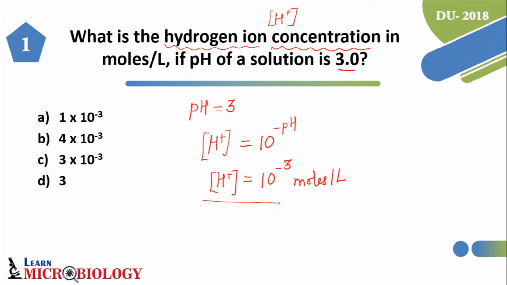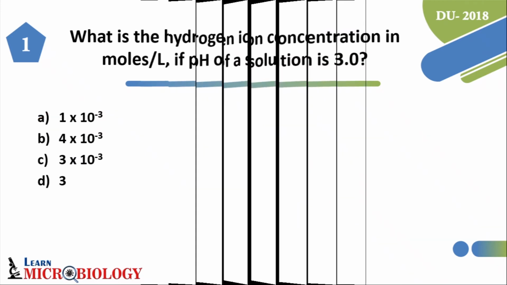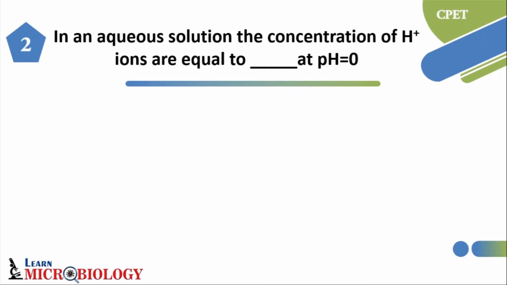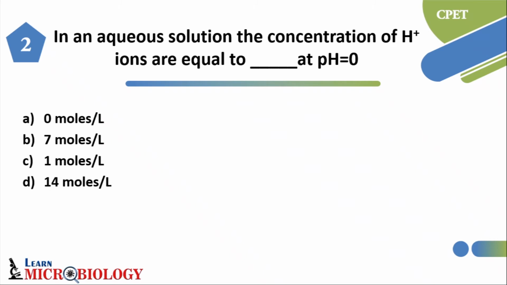And now let us check with the options. You can see here that the first option is 1 into 10 raised to minus 3, and that will be the correct option for this question. It was a very simple one. Let's quickly move to the next question. In an aqueous solution, the concentration of H plus ions is equal to dash at pH equals to 0. And these are the options.